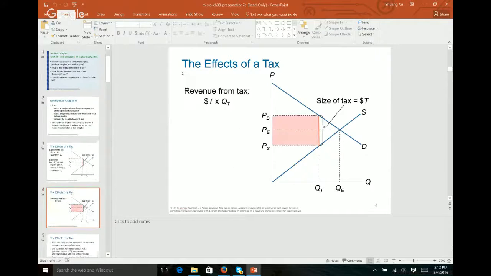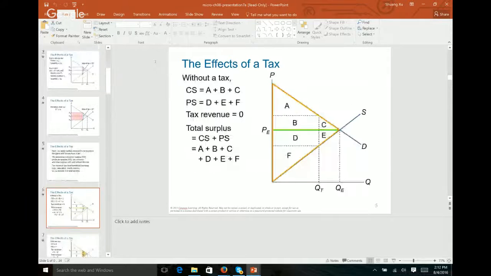Okay. Now, this rectangle over here represents the revenue from tax. So this is how much money is going to the government. Okay, that's the tax revenue. Now let's look at the effect of tax.